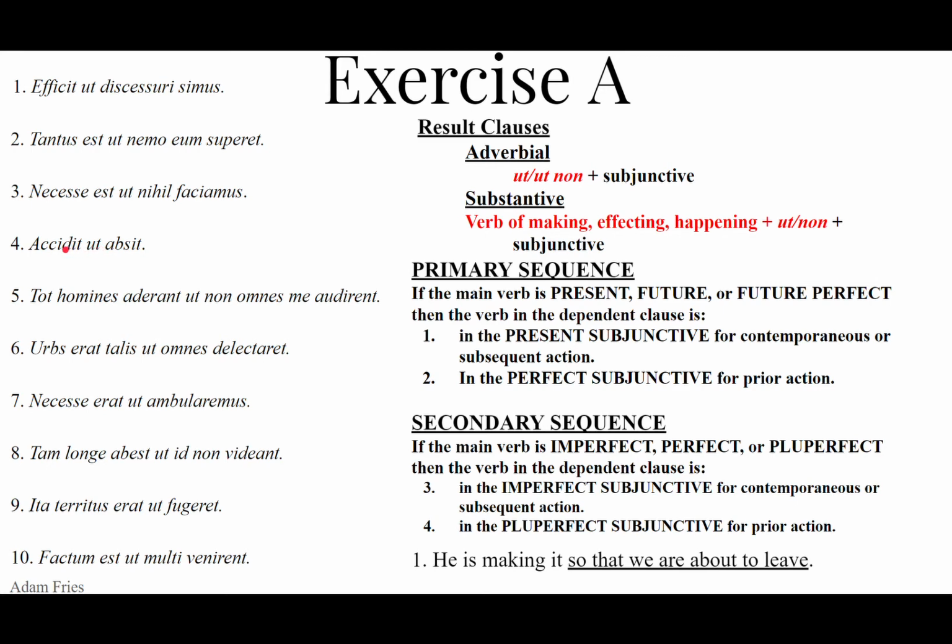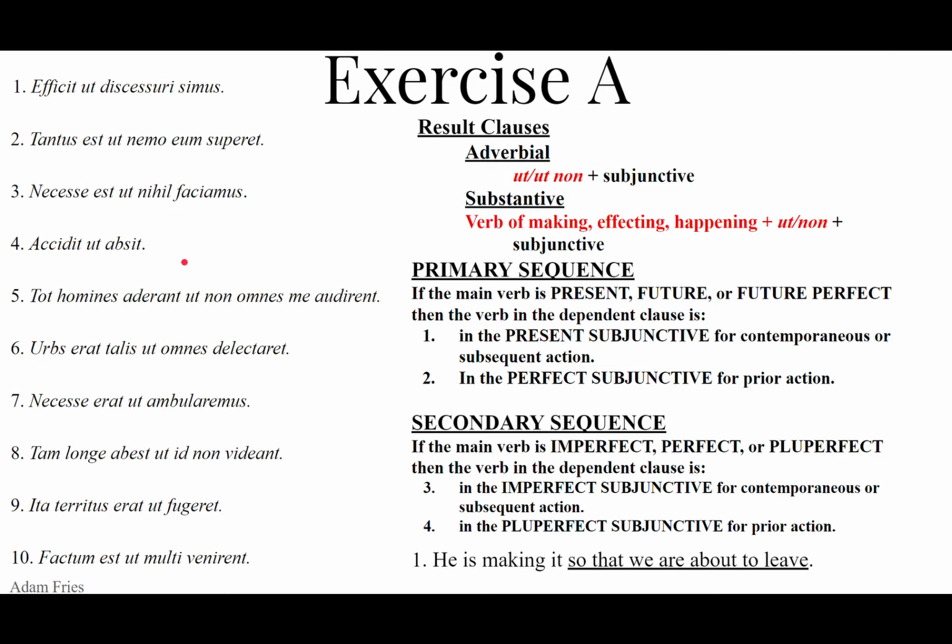What happens? What's the subject of accidit? I know accidit is an impersonal verb, like necesse est, it is necessary. Accidit also means it happens. But really, the substantive result clause is the subject of accidit. What happened? He's absent. Him being absent is what happened. It happens that he is absent. It happens that he is away. Just so happens he's not here.